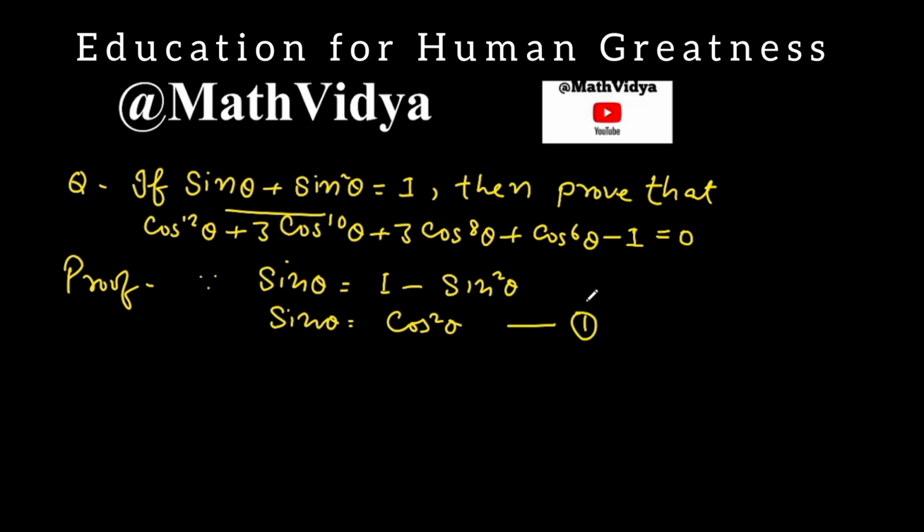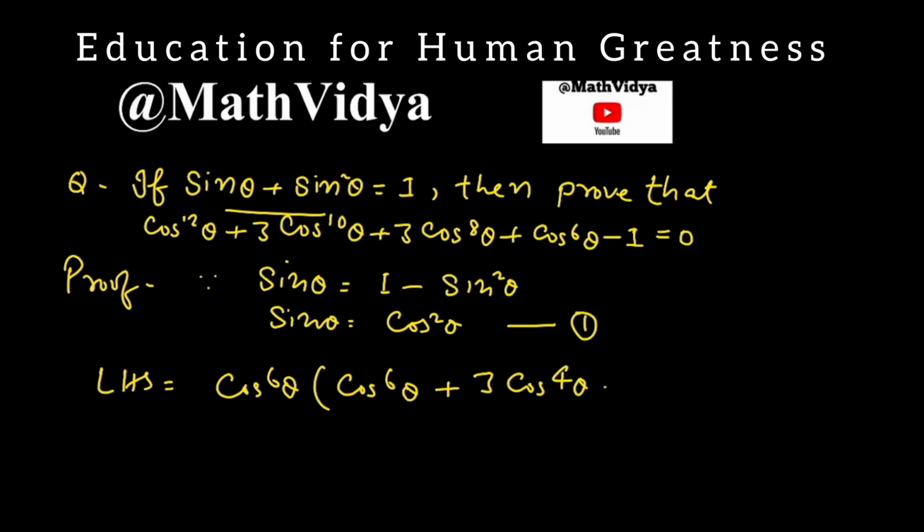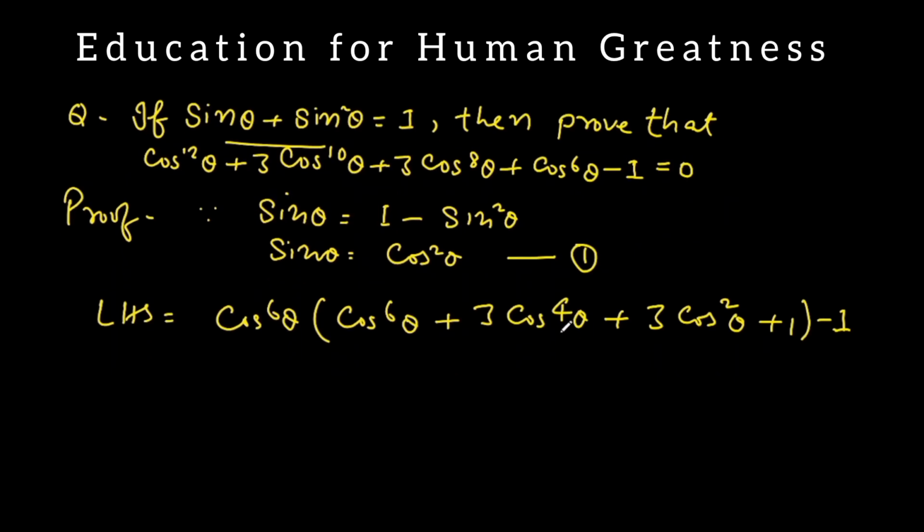terms except 1. Okay, now LHS, let us take common cos to the power 6 theta, then here will be cos to the power 6 theta plus 3 cos to the power 4 theta and then plus 3 cos to the power 2 theta plus 1 and then minus 1. Okay, after solving it will become 0. Let us see how.